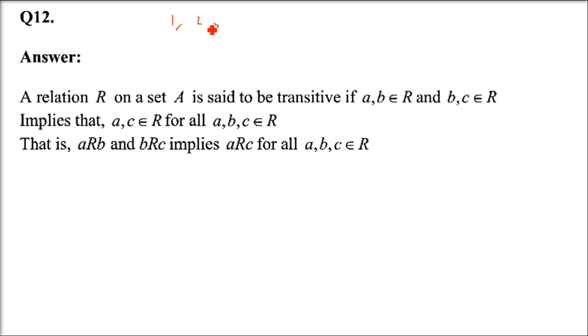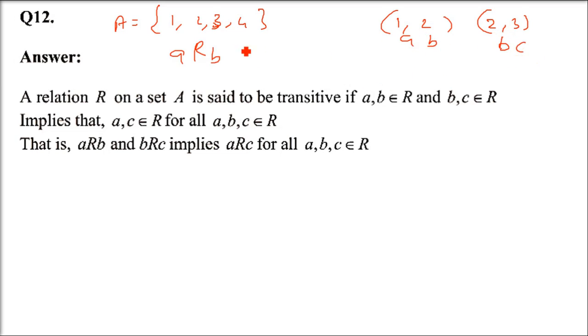Transitive now. Say we have a set 1, 2, 3, 4. And in A cross A, the relation being formed from the Cartesian product is (1, 2), (2, 3). That is, if a is related to b and b is related to c, then a should be related to c. 1 is related to 2, 2 is related to 3, so a is related to c, that is 1 is related to 3. Then we say (1, 3) is also there in this relation. Then we say that this is a transitive relation.